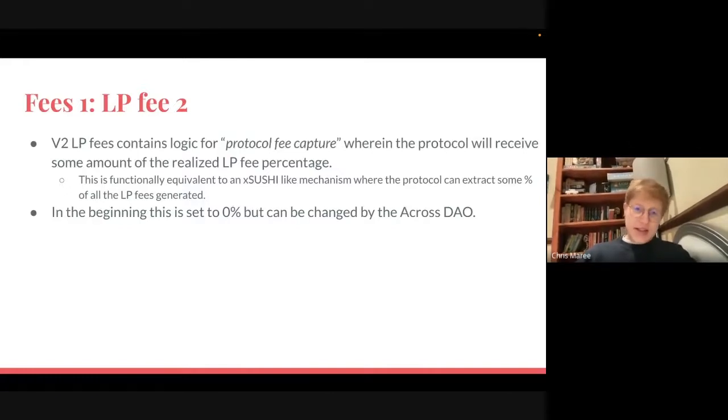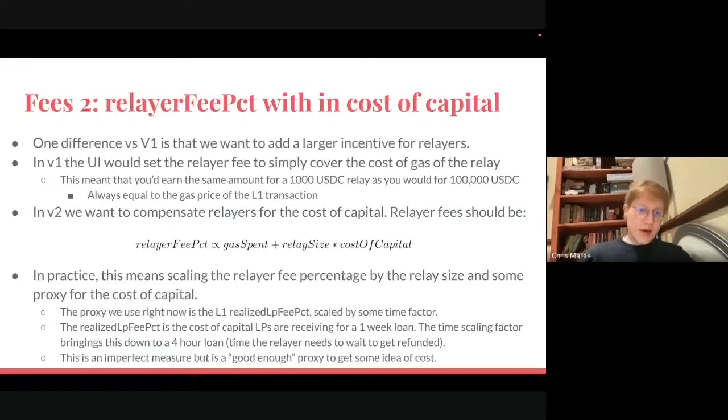In the beginning, this is set to 0 in Across, but we can change it. The whole point of this is that the DAO can govern how we redistribute these things. So we have the ability to do this. It's set to 0. Maybe we turn it on later, maybe not. Who knows? Okay, so let's quickly touch on one more detail about relayer fee percent.